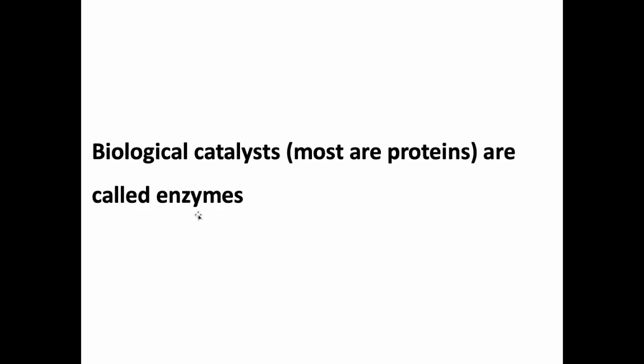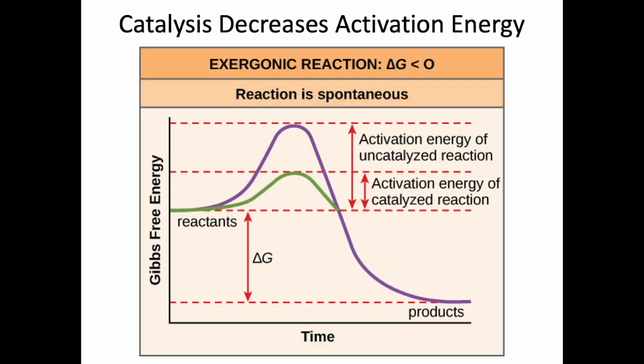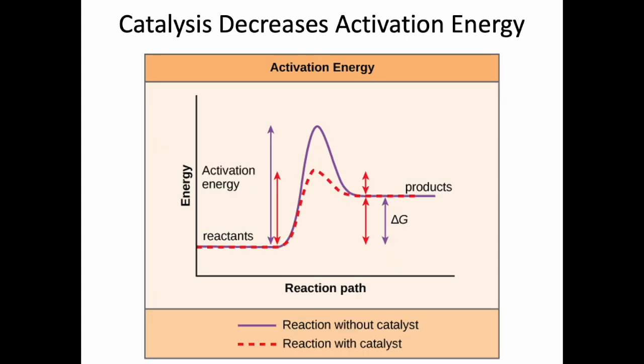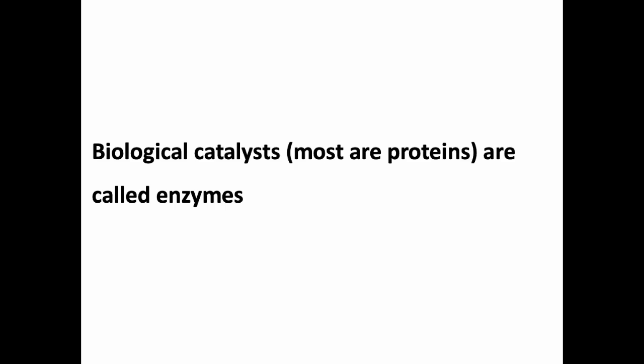So an enzyme is a type of catalyst that is biological in nature. It's almost always a protein. So again, enzymes are a type of catalyst. They do all the stuff we just talked about with activation energy, but they are usually proteins. So let's talk about the process that goes on when a catalyst or an enzyme does its thing.